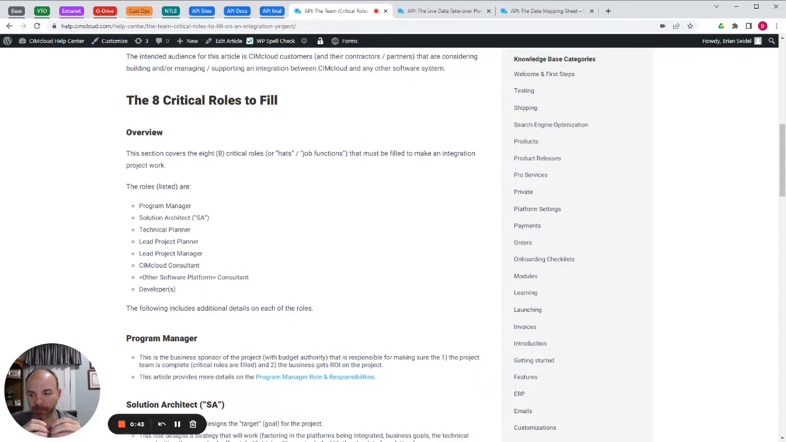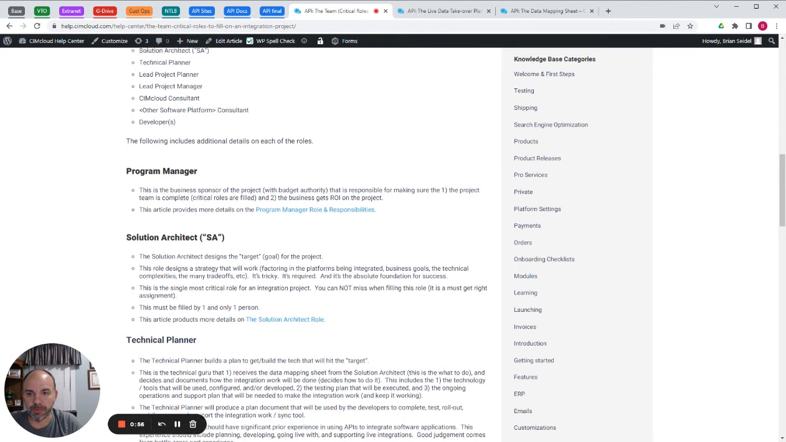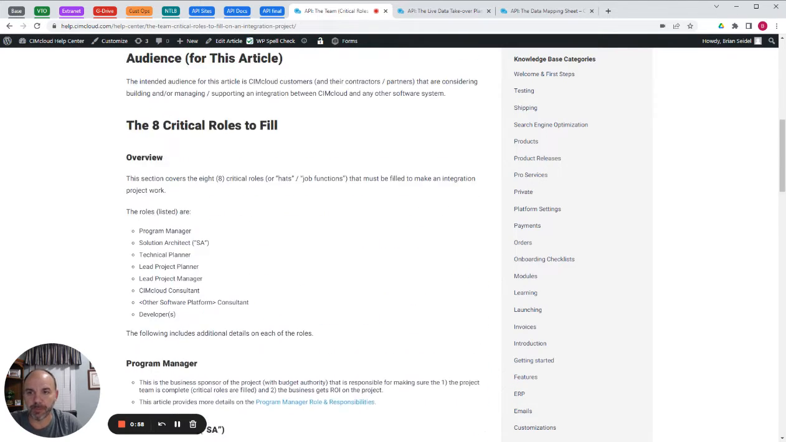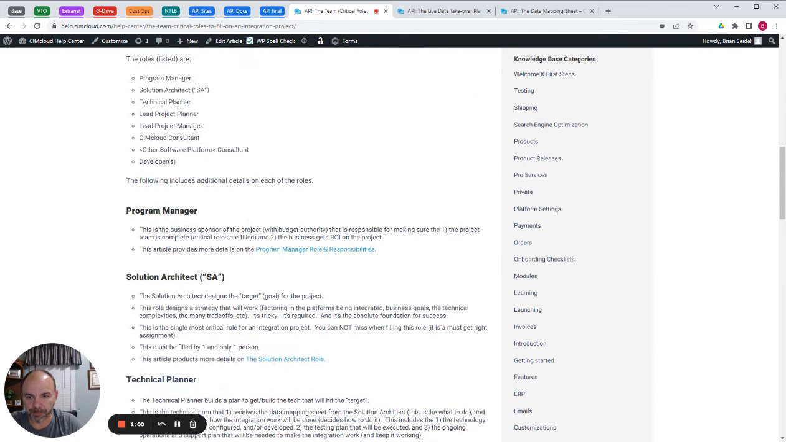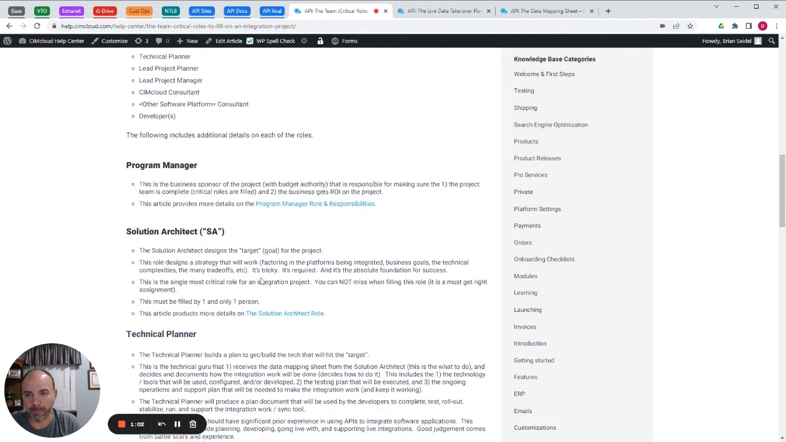There are several of these roles that have a sprint or two of work that they're going to do, and then they would back off. There's other roles that are more consistent throughout the overall integration project. So I'm just going to walk through these 8 roles here and then talk about a few other pieces related to filling the roles. The first one is the program manager.